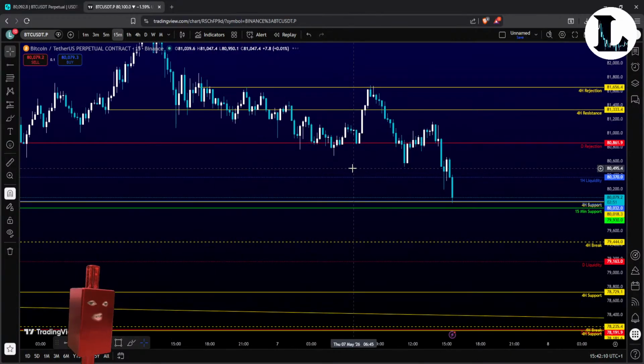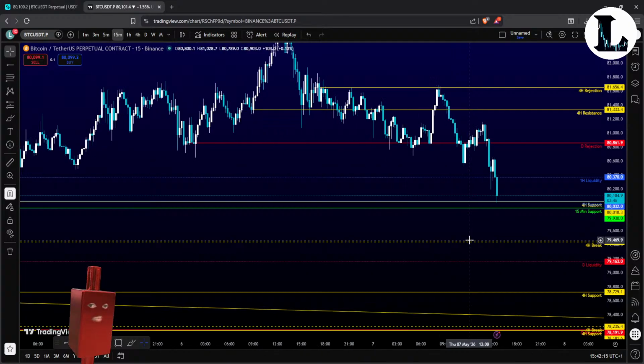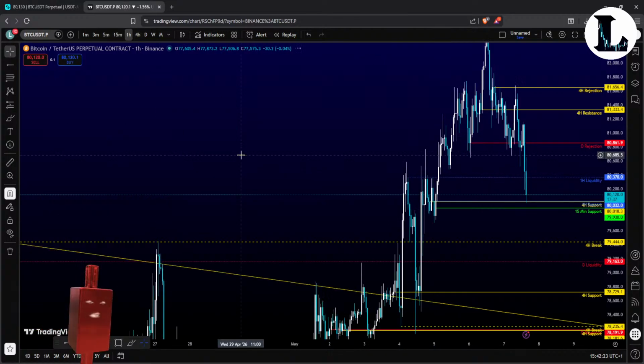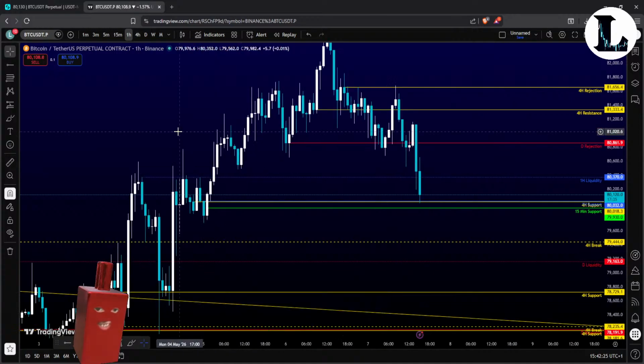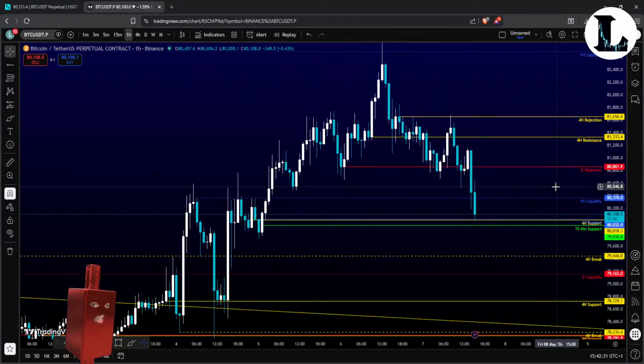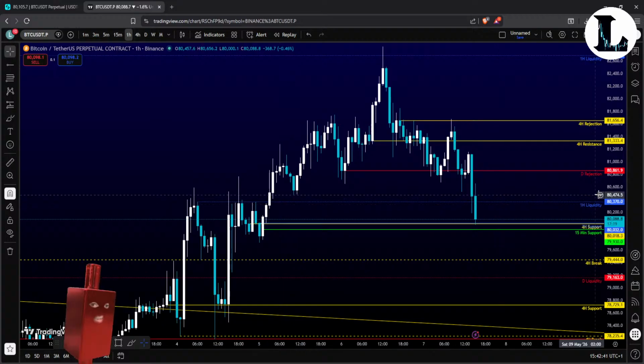Let's go to the 15. We actually had a nice reaction on this 1-hour liquidity. I'm just not expecting it to be a big level of liquidity, not only because it was not that big of a move, but also because it is just a 1 hour.